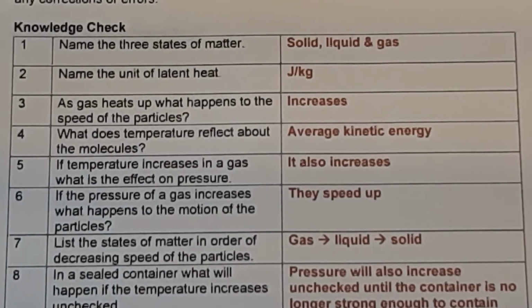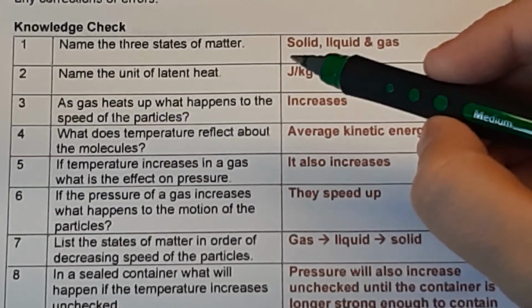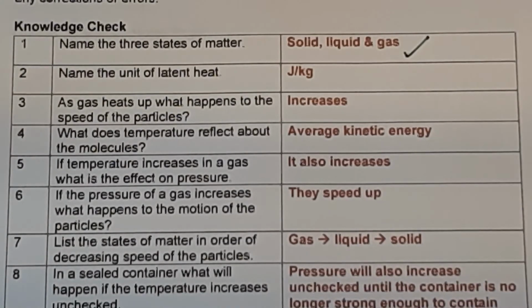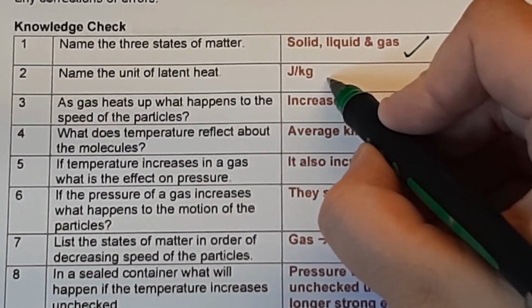Let's go through those questions. Name the 3 states of matter, using a pen of a different colour to mark this. The answer to question 1 is solid, liquid and gas. You can have plasma as well, but you would need to have written all 4 for that. So I need solid, liquid and gas as a minimum for the mark. Name the unit of latent heat, that is joules per kilogram.